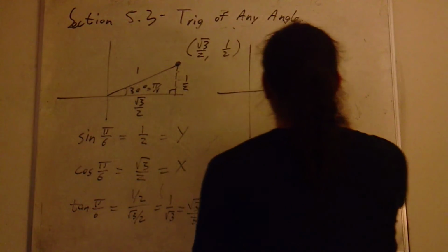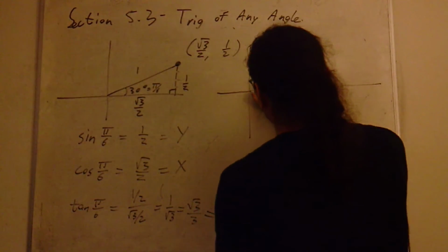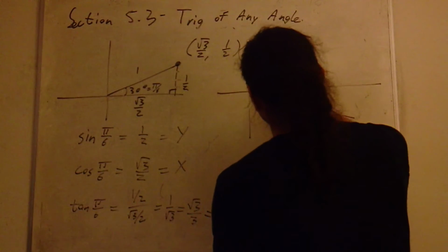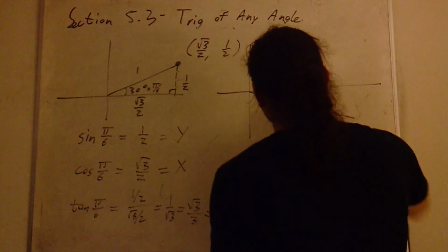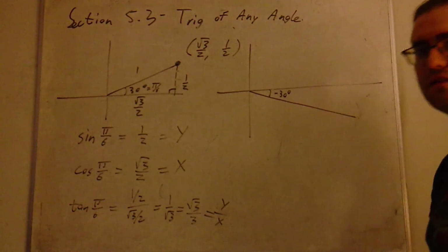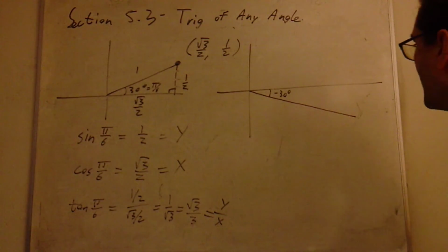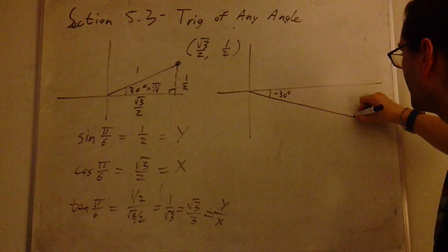Until I ask us to do negative 30 degrees. Negative 30 degrees does not fit inside a triangle. You can't have a triangle with a negative angle in it. That is not how triangles work. But we're going to do it anyway.